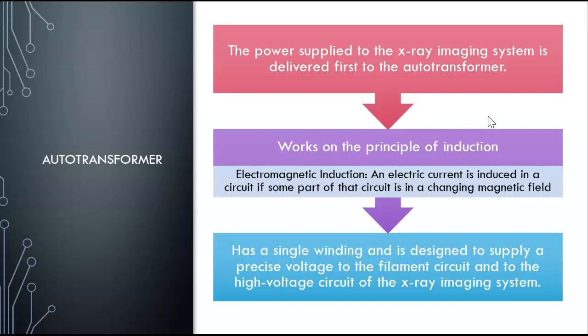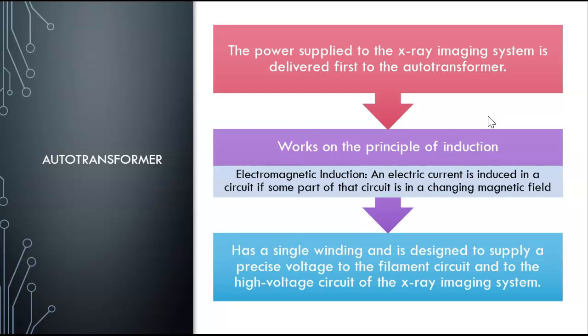So let's talk about the autotransformer. The power supplied to the X-ray system is delivered first to the autotransformer. It works on the principle of induction. So electromagnetic induction: an electrical current is induced in a circuit if some part of that circuit is in a changing magnetic field.